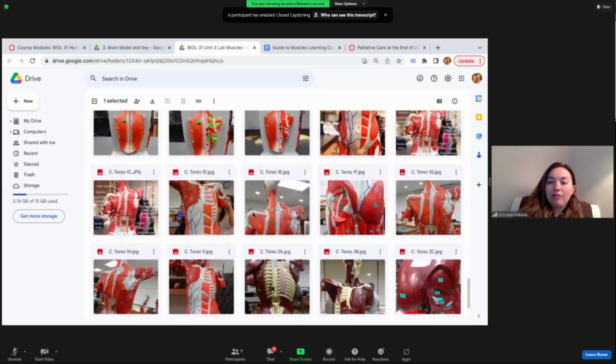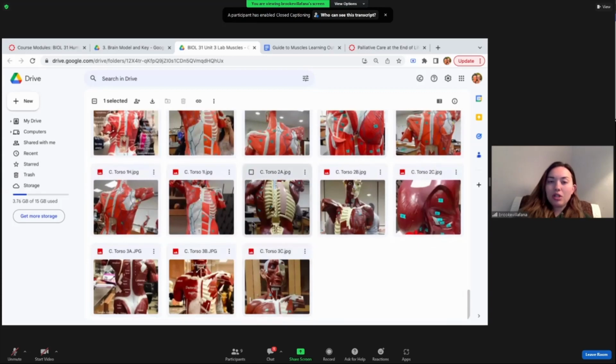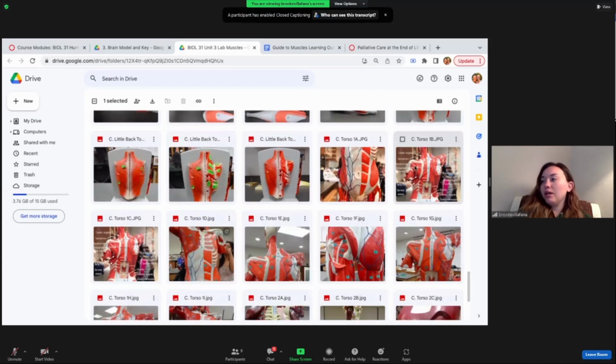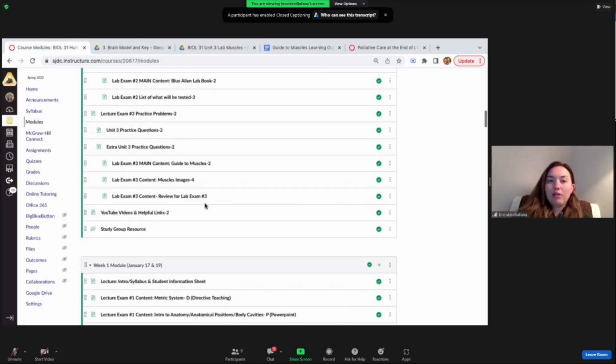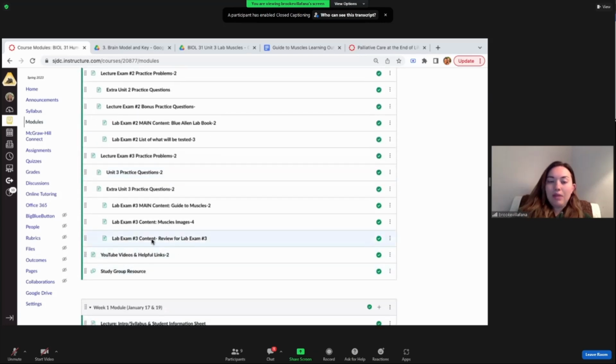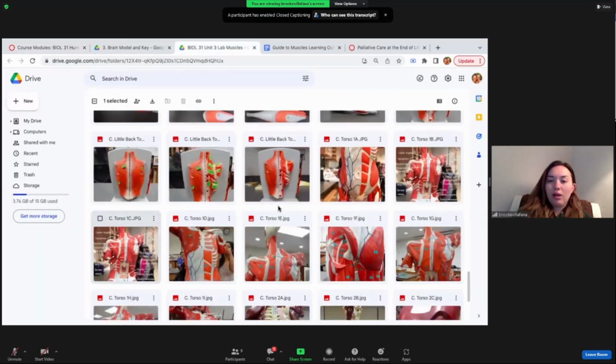And then you also have the torsos. There are actually 3 torsos plus this little torso, and I'll go over the little torso and one of the big torsos. If you click in here, remember that this Google Drive link can be found in your study resources module. Whether you're taking Bender or Knudsen, you should have access to this. In the study resources module, there is the guide to muscles, which I've already told you about, and then there's the muscles images. If you click the muscles images, that brings you right here.